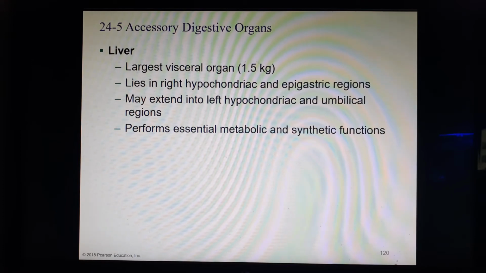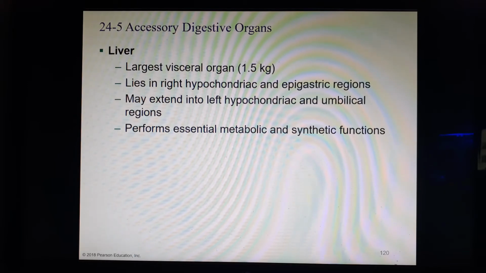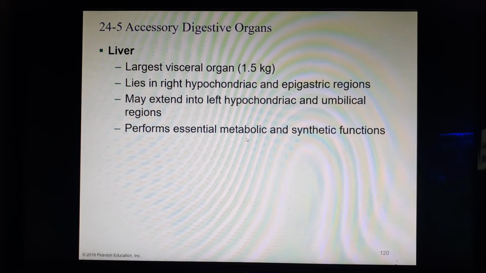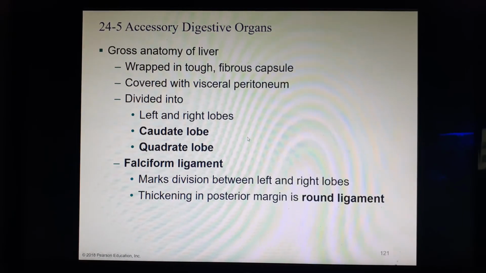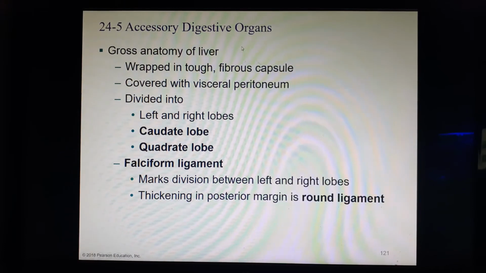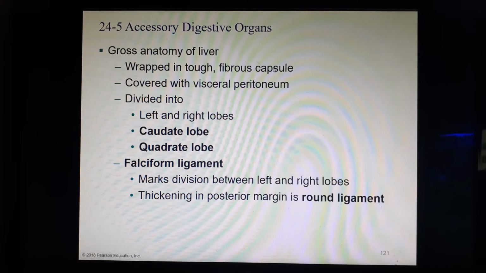The liver is the largest of your visceral organs. It's in the right hypochondriac and epigastric regions, and it can even go into the left hypochondriac and umbilical regions. It has over 700 jobs, and it performs essential metabolic and synthetic functions. So, looking at the liver itself, it has a tough fibrous capsule. It's also covered with visceral peritoneum.